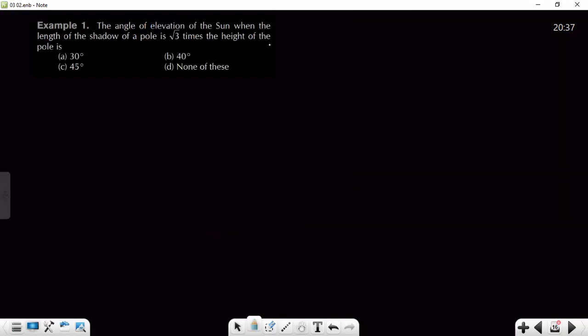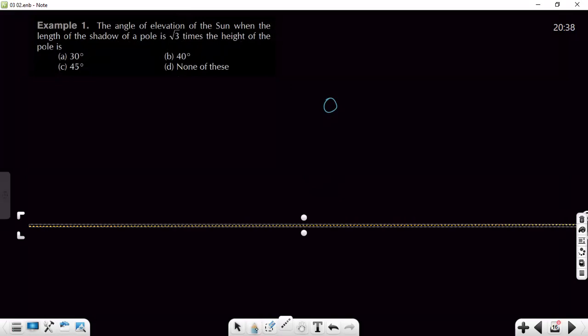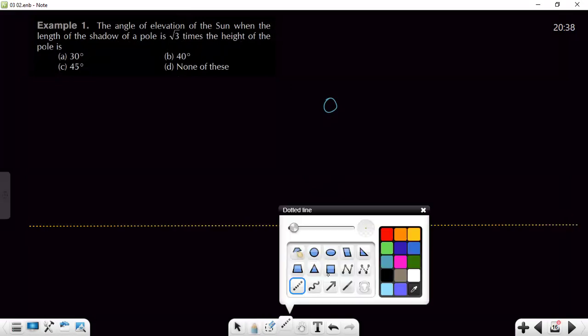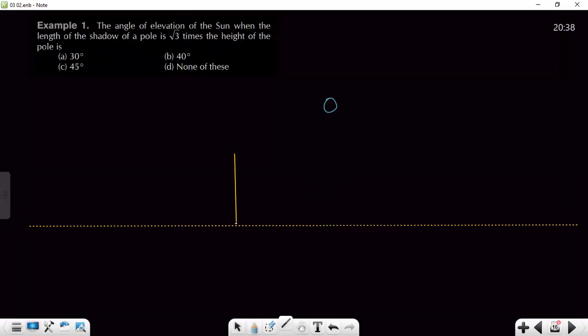First question. The angle of elevation of the sun when the length of shadow of a pole is root 3 times the height of the pole. Okay, so this is our ground. This is our sun. And there is a pole on the ground. Poles are vertical to the ground, right? Perpendicular to the ground.